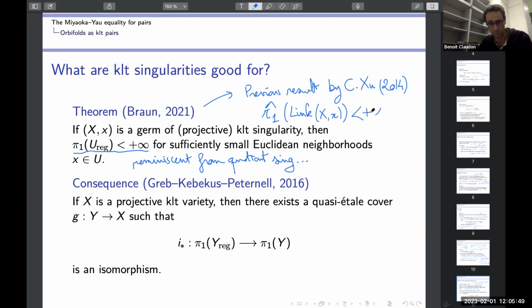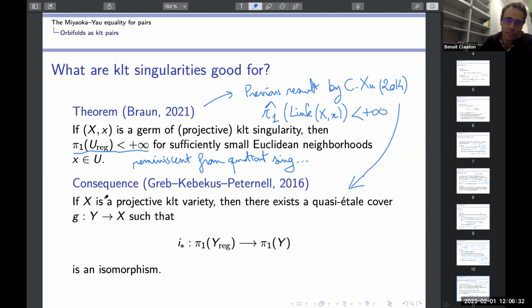I explained that because otherwise you could wonder why this result of Greb, Kebekus, Peternell from 2016 is a consequence of a result in 2021. This is because Greb, Kebekus and Peternell used Xu's result to prove that. But once you have Braun's result, it's very easy to get these things. So this is a very useful tool that we will use in the rest of the talk.